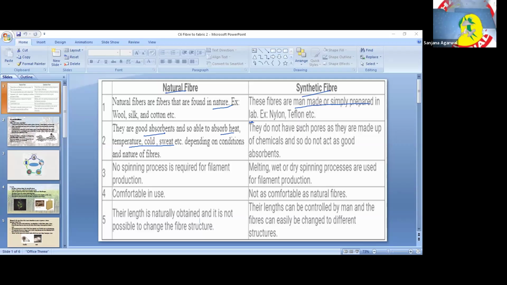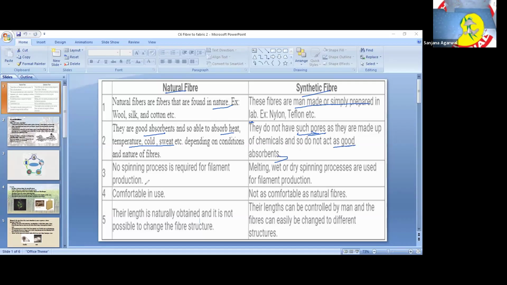Synthetic fibers do not have any pores because they are made up of chemicals. Because of pores only, we feel cool in natural fiber. We feel comfortable in that. But synthetic sometimes feels suffocating because they do not have any pores for air to pass through. So they do not act as good absorbents as well.